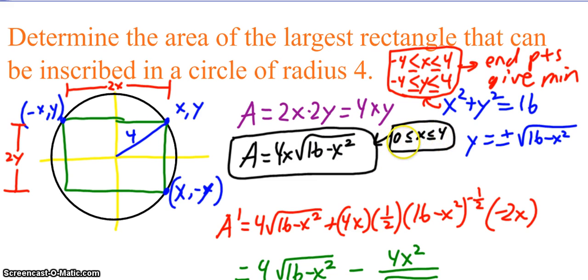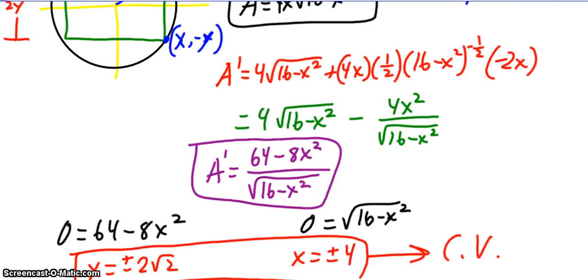So I need to use this as my endpoints when I'm thinking about maximums and minimums. One thing I can recognize right away, if x is 0, the area is 0, so that would be a minimum. If x is 4, the area is also 0, so that would be a minimum. So these endpoints are not going to give me maximum values, but I do want to recognize those are my endpoints. It comes into play when I find my critical values.